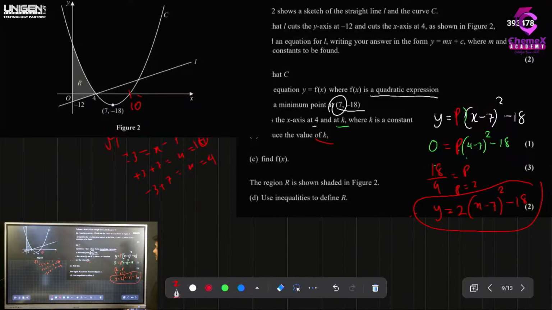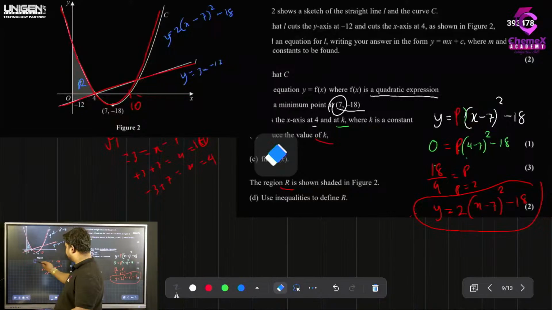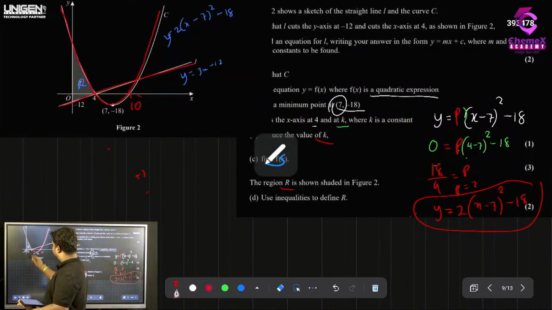Okay. Next, find the region R shaded in figure 2. You know the equation of this. You have to write an inequality for R. R is this. So this equation was y equals 3x minus 12. This equation was y equals 2(x minus 7) squared minus 80. Now, how do you write the inequality? Easy. It's above this line, no?